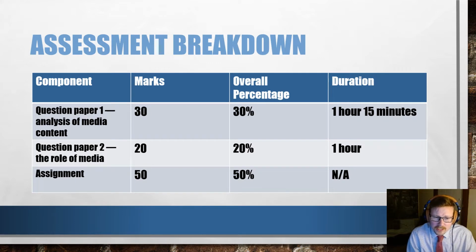A breakdown of the assessment here, we have components, question paper 1 and 2, and the assignment as one overall component. So first of all, the two exam sections. We have the first section, analysis of media content. This is worth 30 marks and the overall percentage is 30% of the final grade, with the duration being 1 hour and 15 minutes. The role of the media is question paper 2, 20 marks, meaning 20%, and that will last 1 hour. And the assignment is worth 50 marks, which is 50%. There's no time limit on that as that's completed throughout the year.